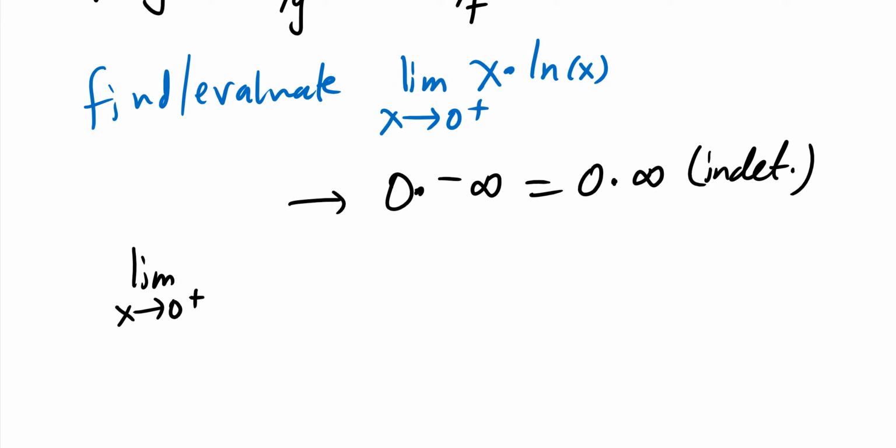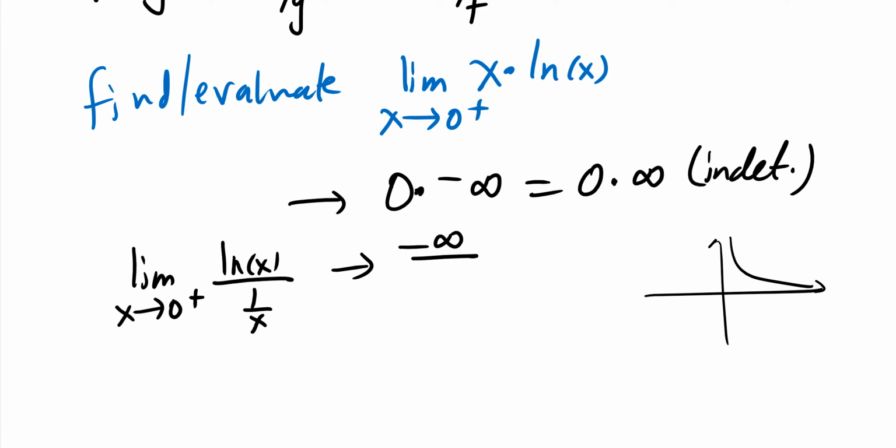So what I'm going to do is bring one of the functions down. Which function would be easier to bring down? I'm going to keep natural log of x there. I'm going to bring the x down as 1 over x. And for this one, we know from 0 plus, this is negative infinity. And the same thing for this one. If you graph it, if you remember, approaching 0 plus, this is infinity, from the right side of 0.